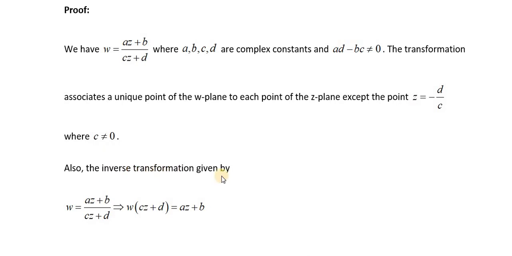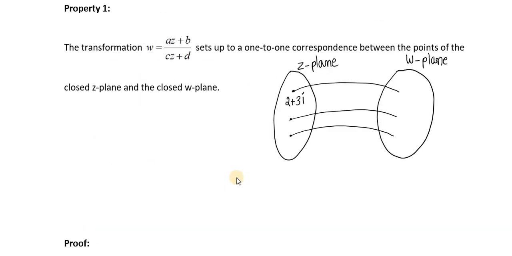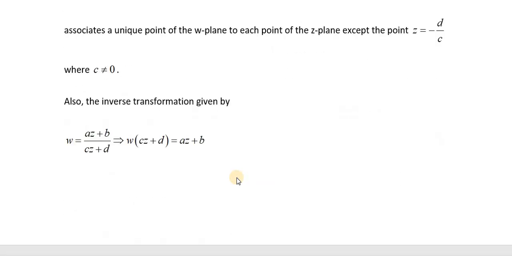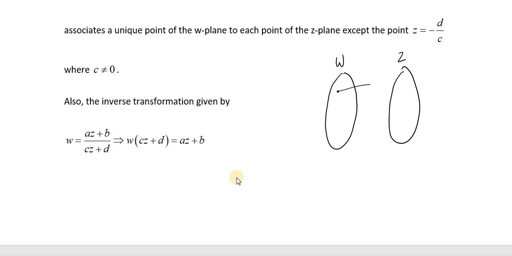Also, the inverse transformation is given by this. Here you observe the mapping goes from the Z plane to the W plane. Next I am going to consider the mapping from the W plane to the Z plane. In this case also, one complex number is mapped to one more complex number. So here also it is the same thing. Now we want to prove this one.